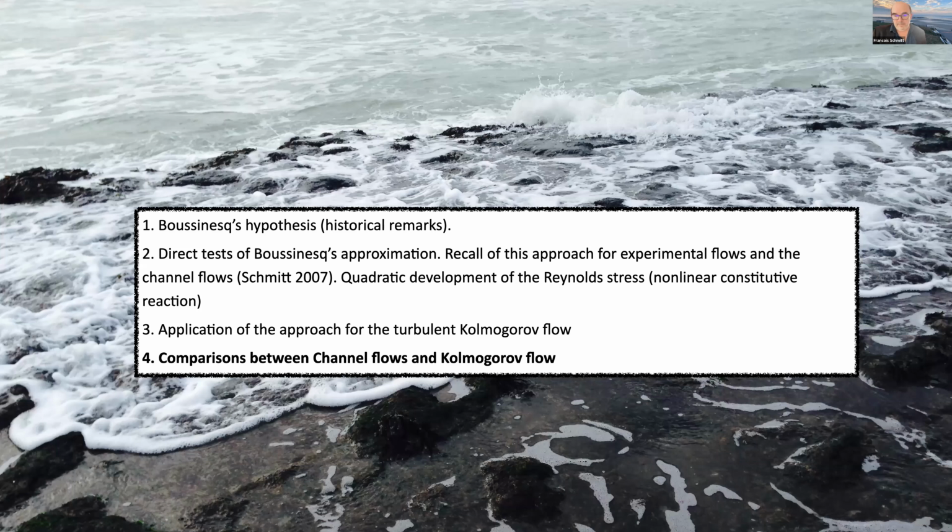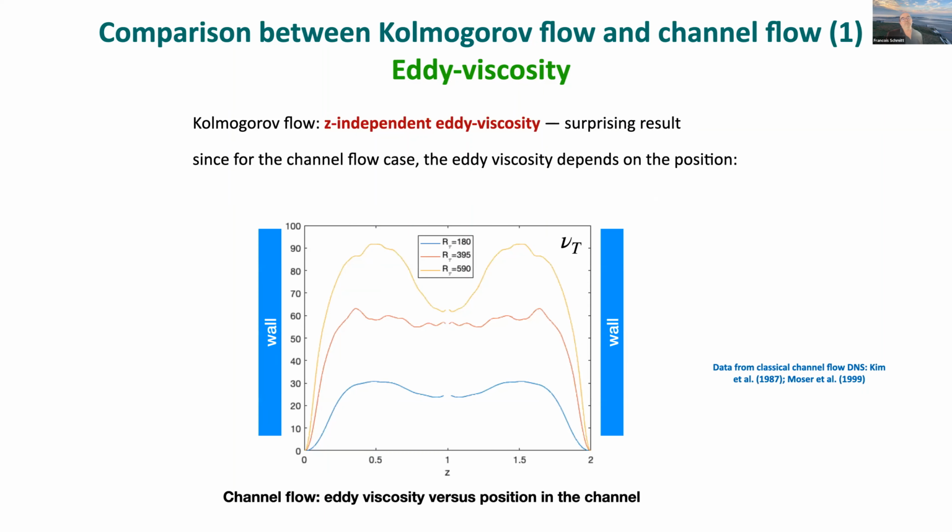So to make comparisons, the first comparison, which is surprising, is that we found that Eddy-viscosity is independent of Z for the Kolmogorov flow. But for the channel flow, we can compute it using classical databases, and we see that for this Reynolds number it's approximately constant, but not here, for the largest Reynolds number. And it clearly depends on the position. The two walls are shown here on the left and on the right. So it's a clear difference between the two flows.